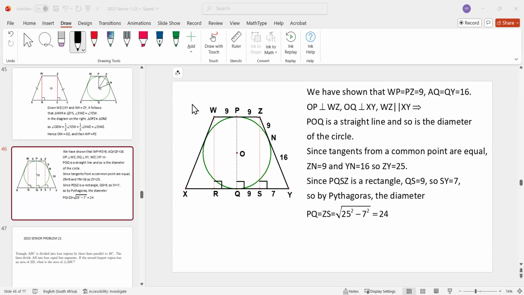So here is the solution of problem number 20, which has been recorded. So let's go down to problem number 21.